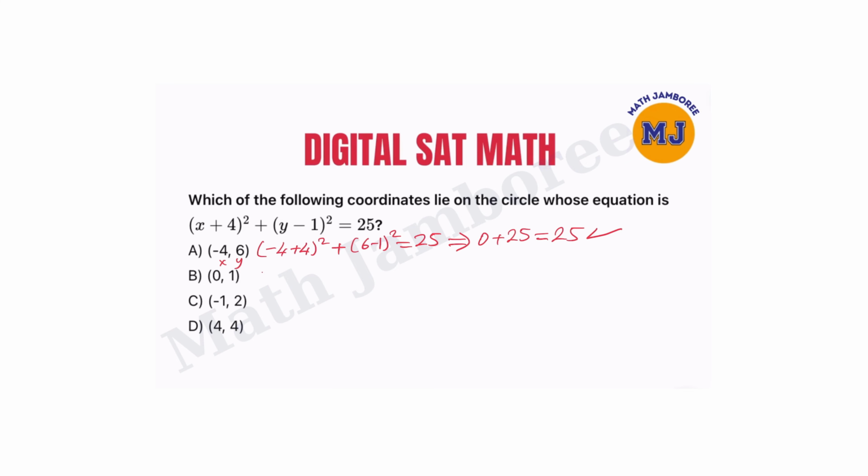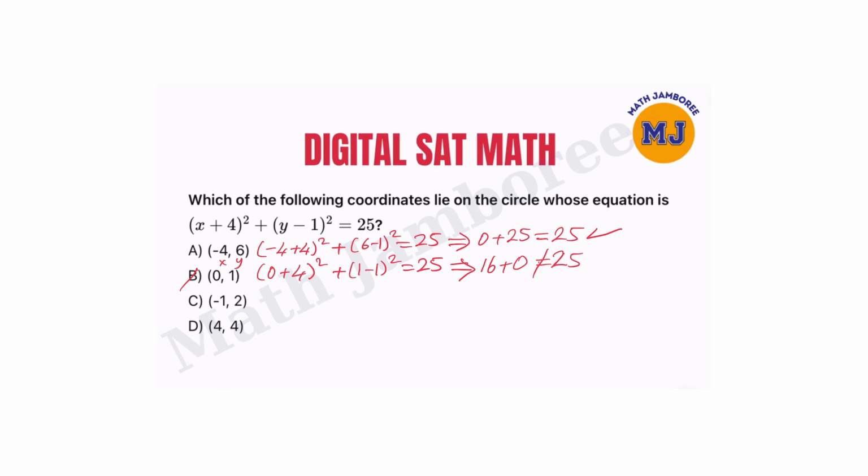But let's check the other choices as well. This time we're going to substitute 0 for x. 0 plus 4 squared plus 1 for y. Does this equal 25? 0 plus 4 is 4, squared is 16, and plus 1 minus 1 is 0. 0 to the power of 2 is 0. That does not give you 25. So therefore, this is not the answer.